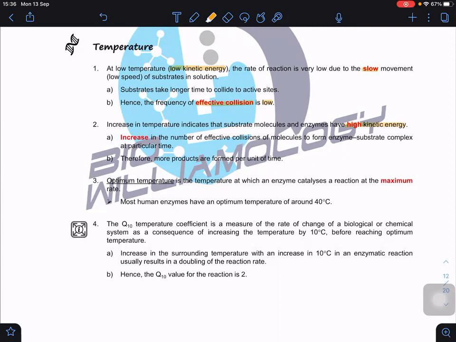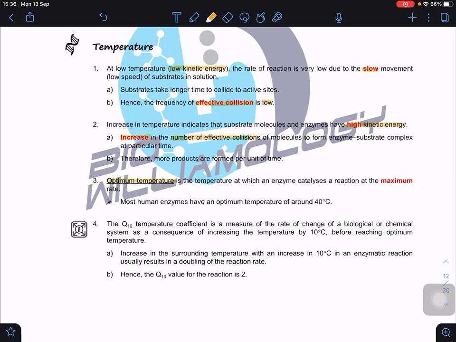I mean, when you run faster, generally it means that you're going to bump into each other, bang each other, or hit each other at a higher frequency. Correct or not? So because we increase the number of effective collisions to form this enzyme-substrate complex, therefore more products can be formed per unit of time. But this is only true when we increase the temperature all the way to the optimum temperature.